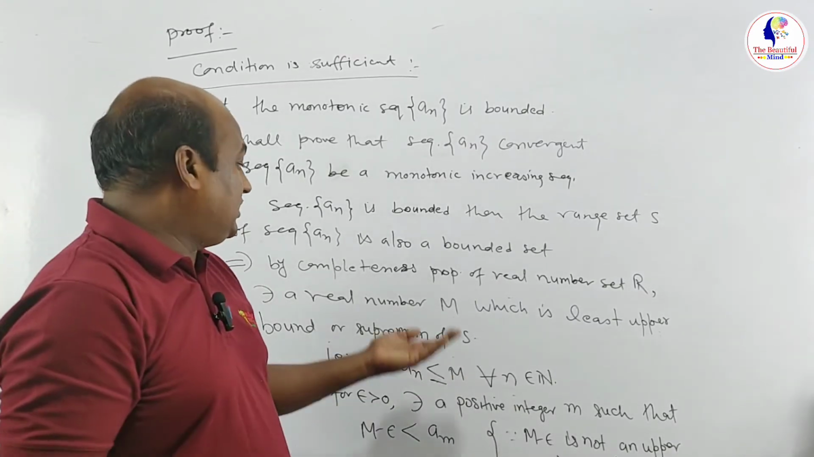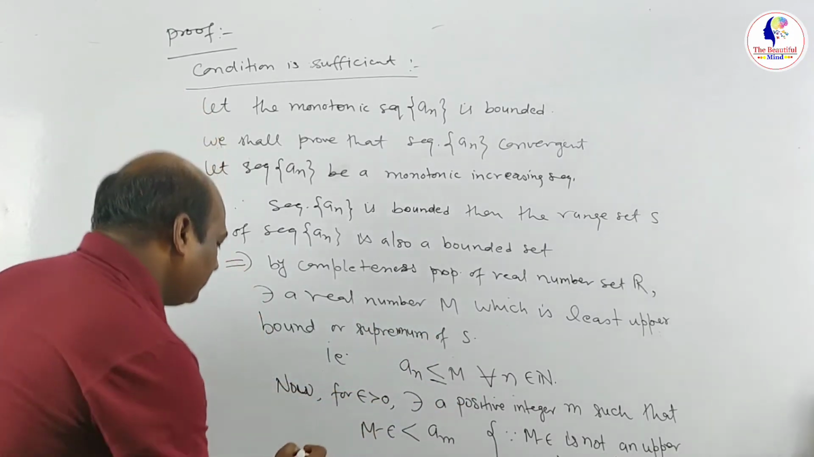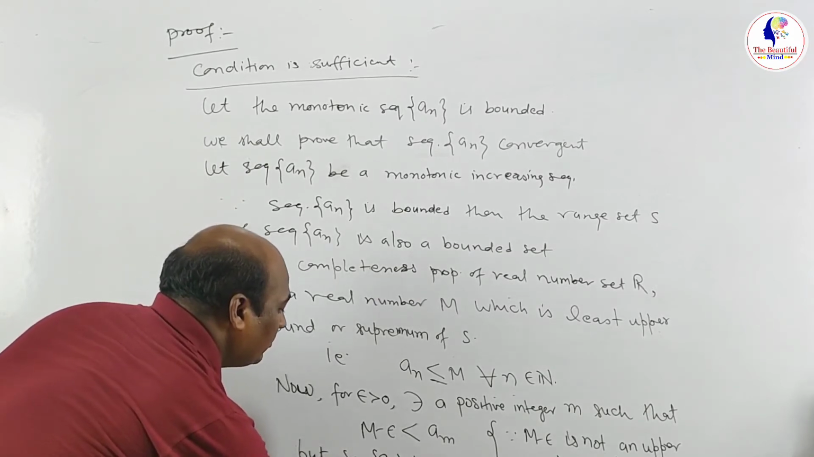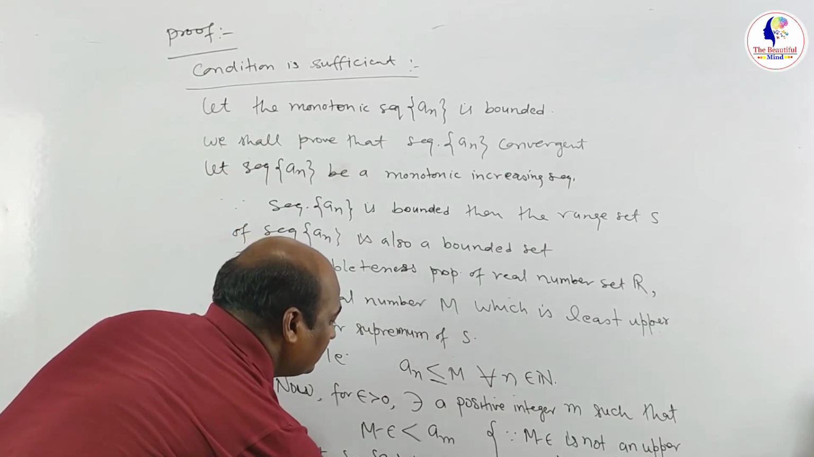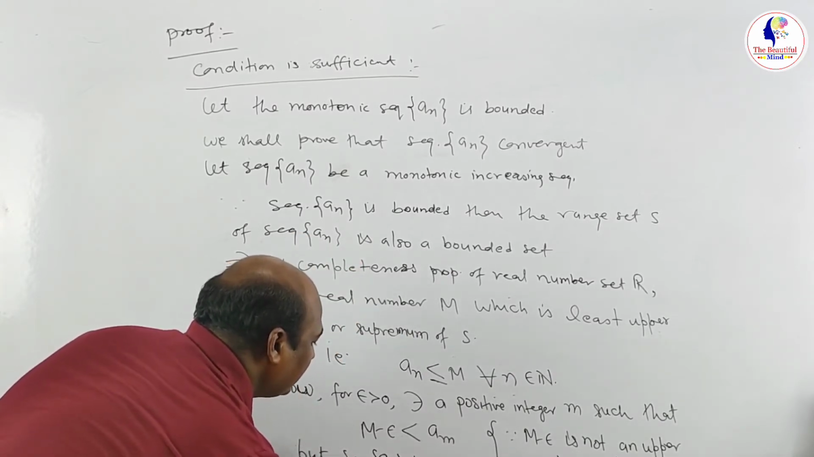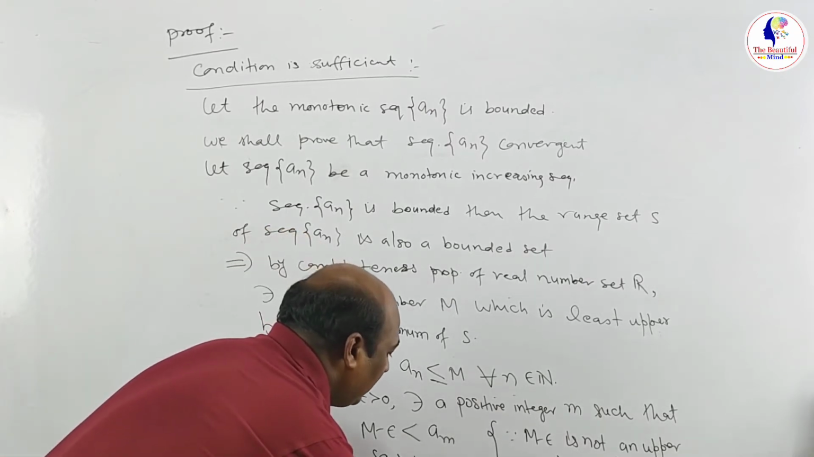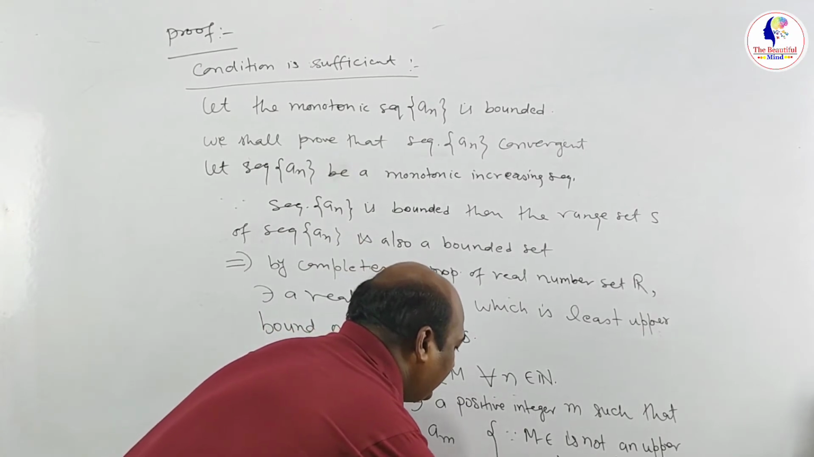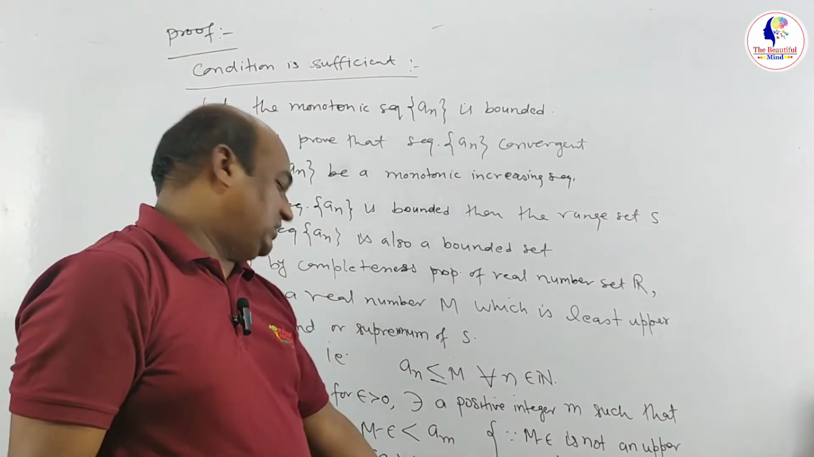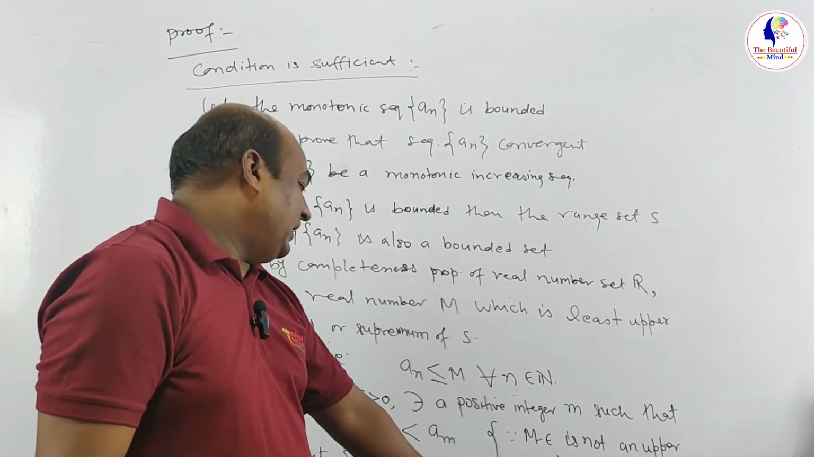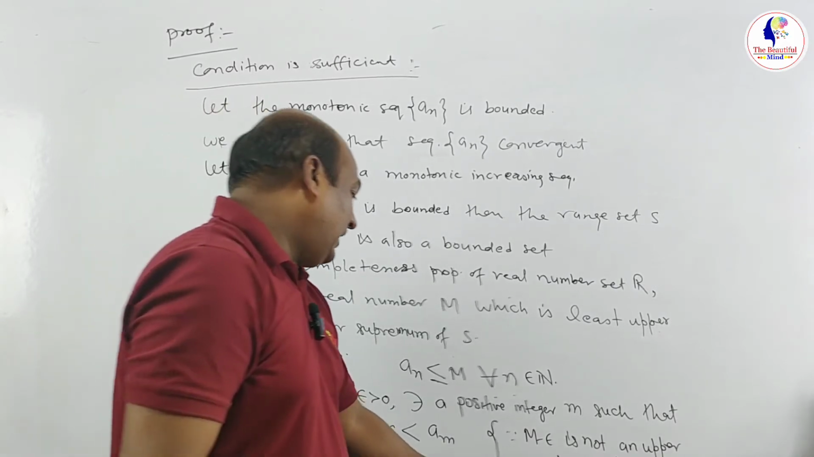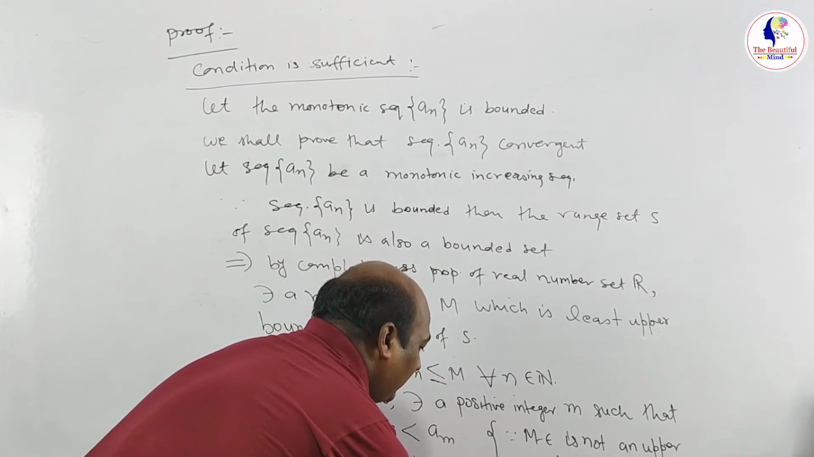But what kind of sequence is a_n? A monotonic increasing sequence. But a_n is a monotonic increasing sequence. This implies that M minus epsilon is less than a_m is less than or equal to a_n for all n greater than or equal to m. This is the property of a monotonic increasing sequence. Since n is greater than m, a_n is always greater than or equal to a_m. And each a_n is less than or equal to capital M.